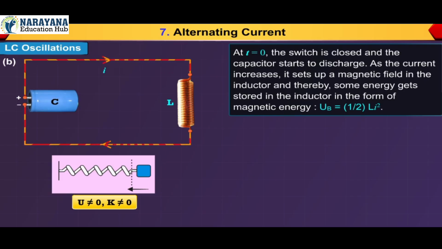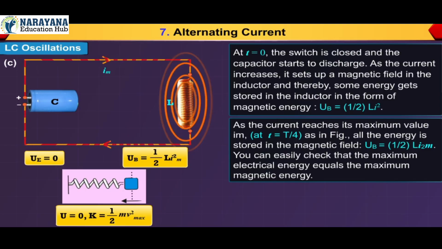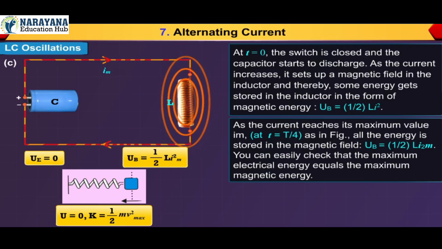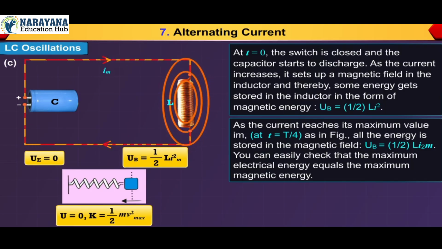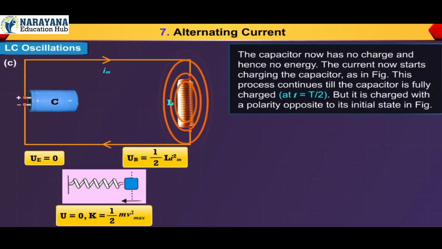As the current increases, it sets up a magnetic field in the inductor and thereby some energy gets stored in the inductor in the form of magnetic energy, UB = (1/2)Li². As the current reaches its maximum value Im at t = T/4, as in the figure, all the energy is stored in the magnetic field, UB = (1/2)LIm². You can easily check that the maximum electrical energy equals the maximum magnetic energy. The capacitor now has no charge and hence no energy.